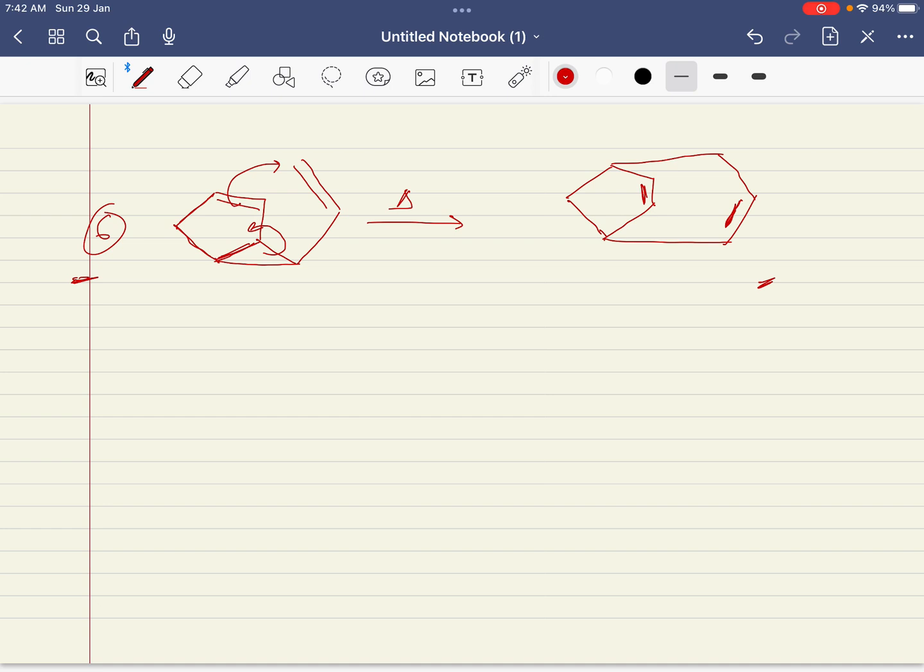We must name this one. This bond is broken, so here it is 1, 1. This is second, this is second, this is third, this is third. So it is 3, 3 sigmatropic rearrangement.